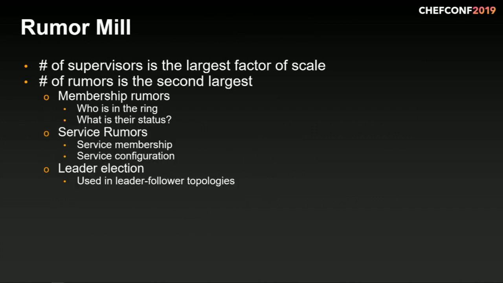Just a quick note about rumors. I mentioned that the number of supervisors is the largest constraint for scaling when it comes to Habitat rings. But the second factor is going to be rumors, and that comes both in rumors from the service configuration that you inject into your cluster, but also by the number of members that are in there and the topologies that they're managing for leader election. If you're ever curious, you can look at that butterfly endpoint, and it has top-level keys for every different type of rumor that it has. I'd encourage you guys to really check into those API endpoints, because there's a lot of useful information in there.